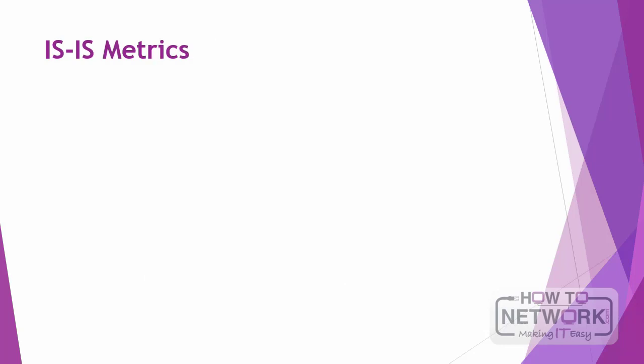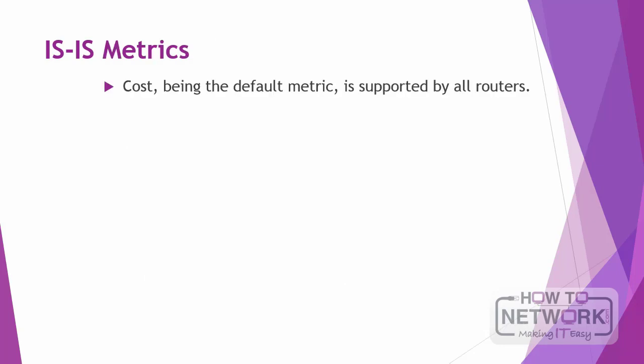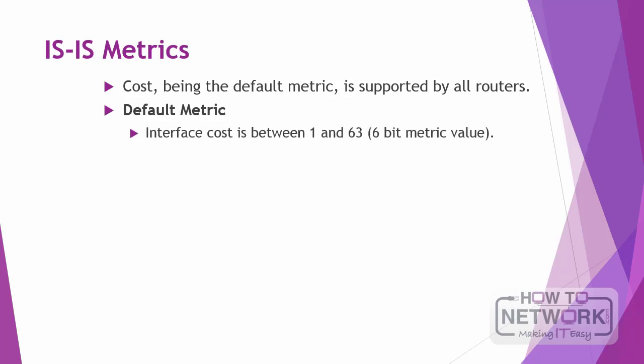Next, let's talk about ISIS metrics. Cost is the default metric. It is supported by all routers. While some routing protocols calculate the link metric automatically based on bandwidth, such as OSPF, or bandwidth and delay, such as EIGRP, there is no automatic calculation for ISIS.